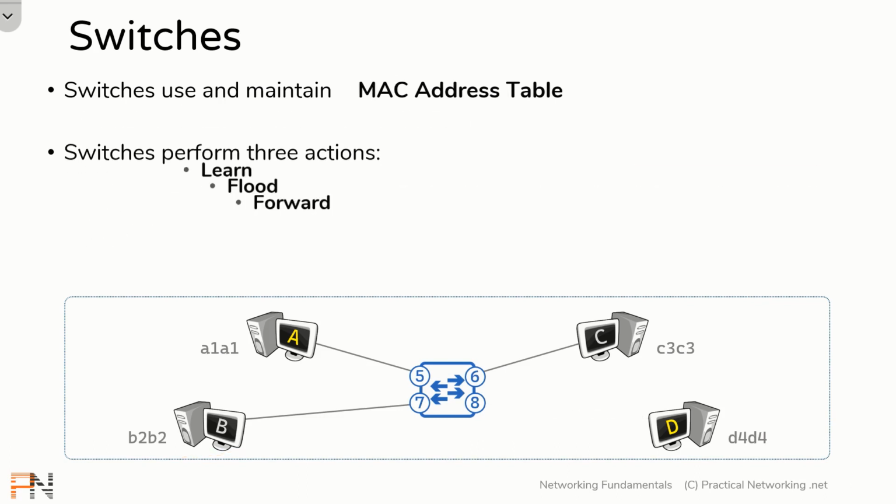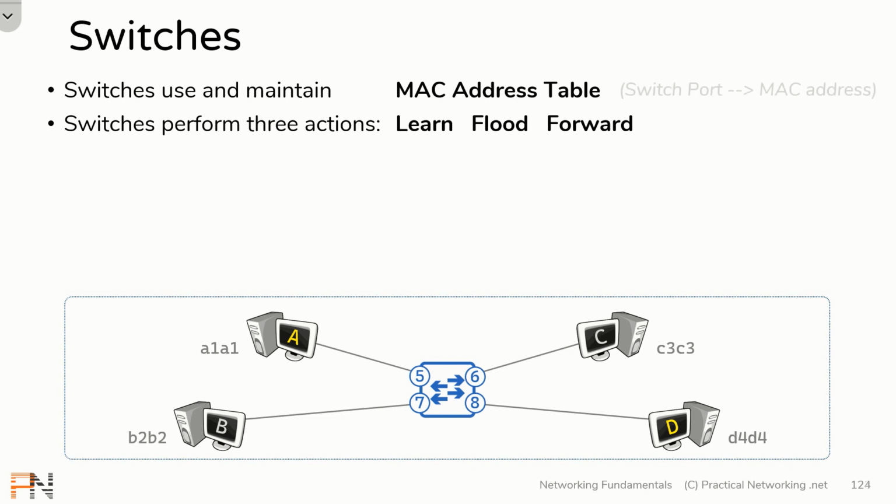And that wraps up our discussion of how switches work. Again, switches use and maintain a MAC address table, which is a mapping of a switch port to a MAC address, and switches perform only these three actions. And if you understand these three actions, you now understand how any switch for any vendor on any platform facilitates communication within a network.